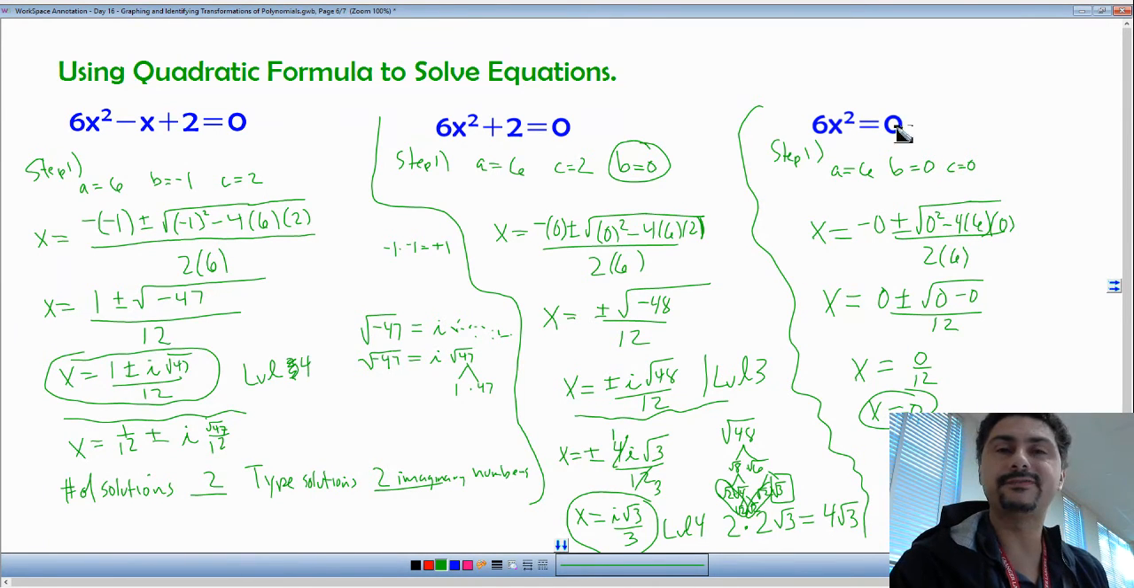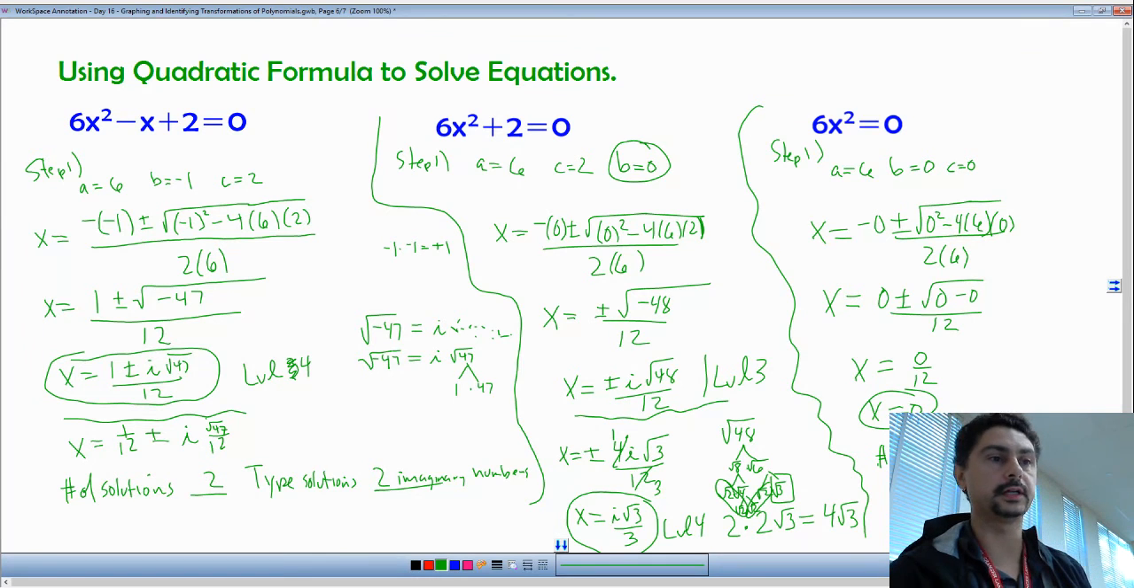So this problem is very easy. The answer here is 0. And what you write down is you say, because of the effect of plus and minus, you say the number of solutions is 1, and the type is 1 real.